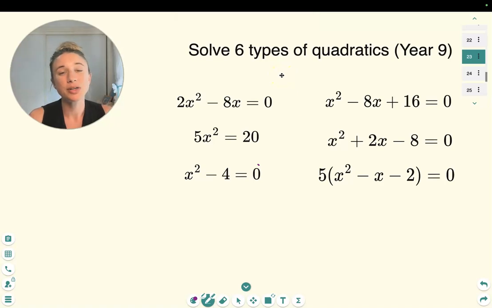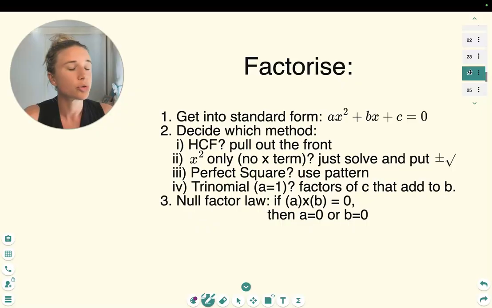Hello, in this video we're going to look at solving 6 types of quadratics. It can be a bit confusing when you get in the exam and you don't know what method to use. So let's have a look, and these are aimed at year 9 as well. There are some more complicated methods, but not in this video.